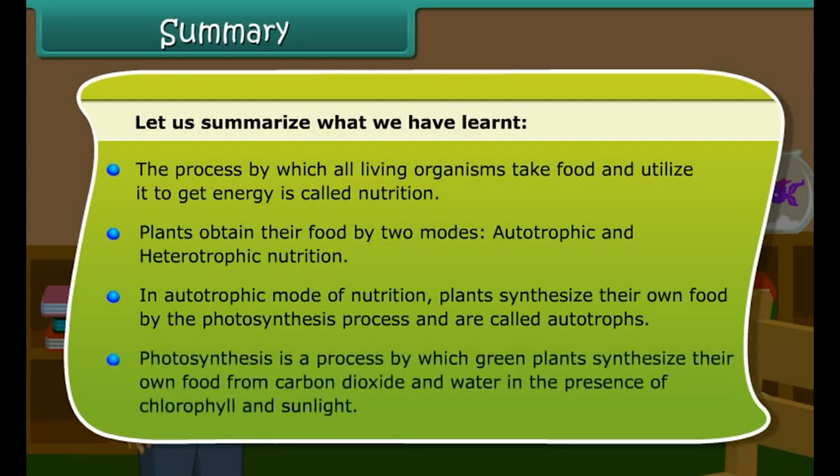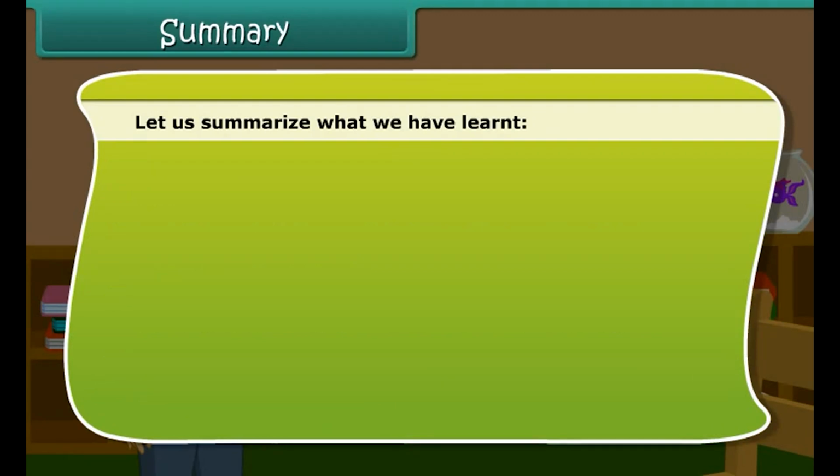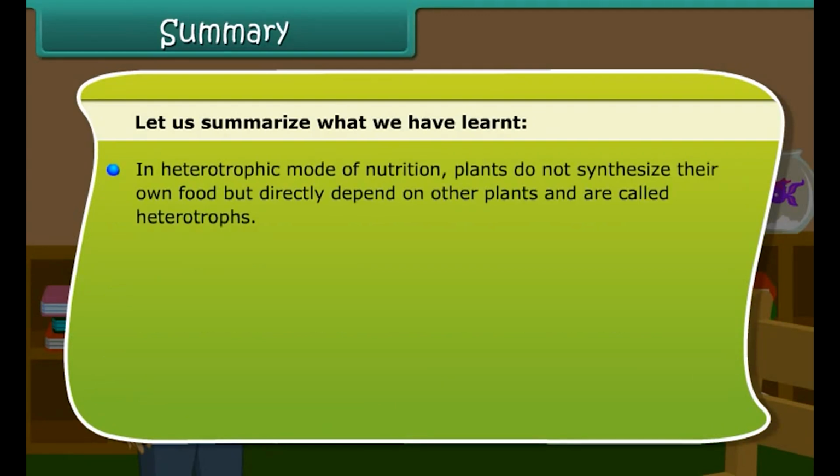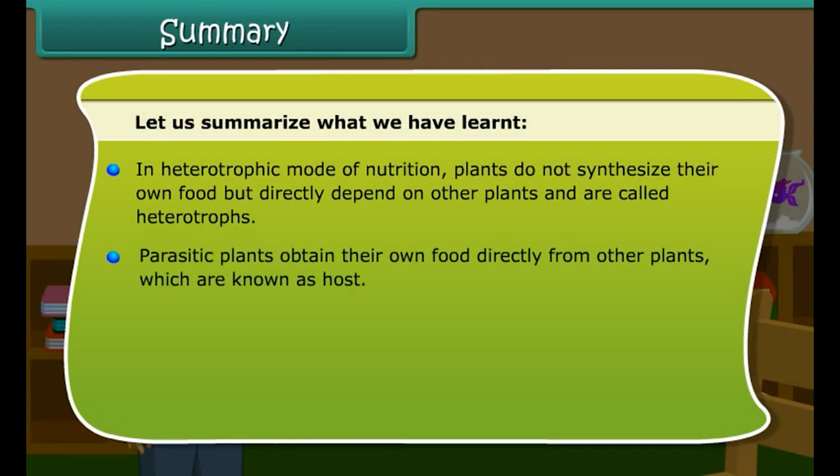Photosynthesis is a process by which green plants synthesize their own food from carbon dioxide and water in the presence of chlorophyll and sunlight. In heterotrophic mode of nutrition, plants do not synthesize their own food, but directly depend on other plants and are called heterotrophs. Parasitic plants obtain their food directly from other plants, which are known as hosts.